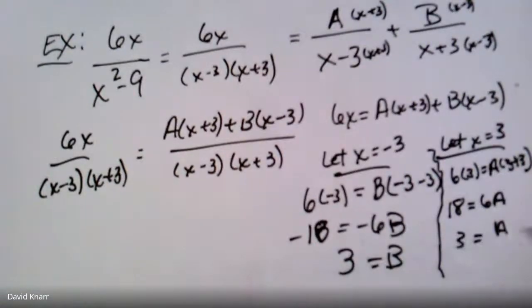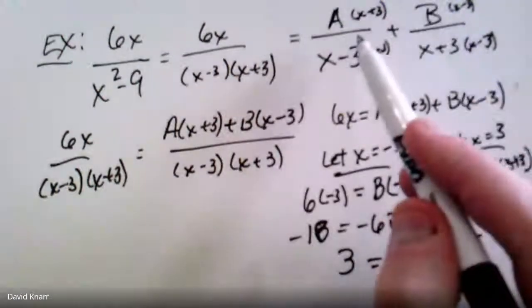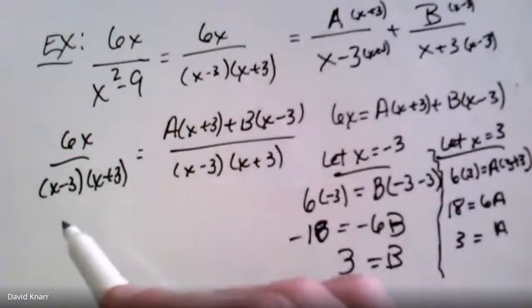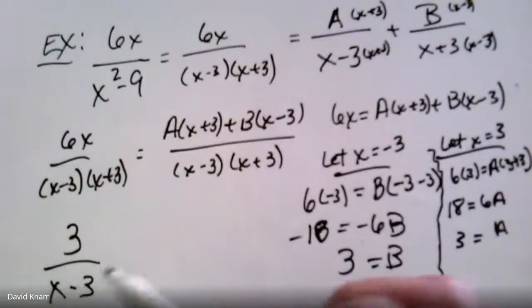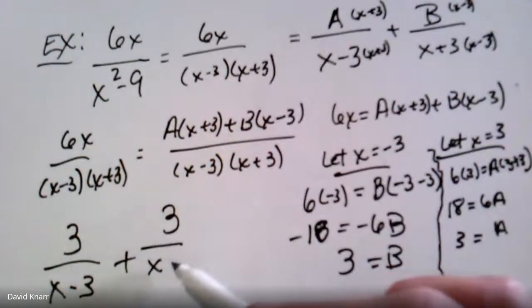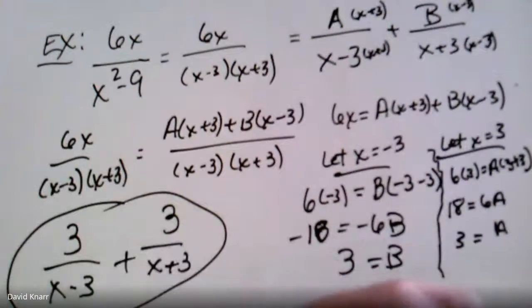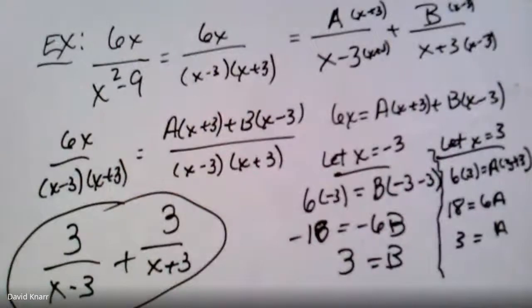So a is 3. So now for my partial fraction decomp, come back to the fractions that have been split apart and put in your appropriate letters. You're going to get 3 over x minus 3 plus 3 over x plus 3. And you're all done. If I combine these 2 fractions, I will get 6x over x squared minus 9. That's what I'm trying to accomplish. There's your problem done all the way.